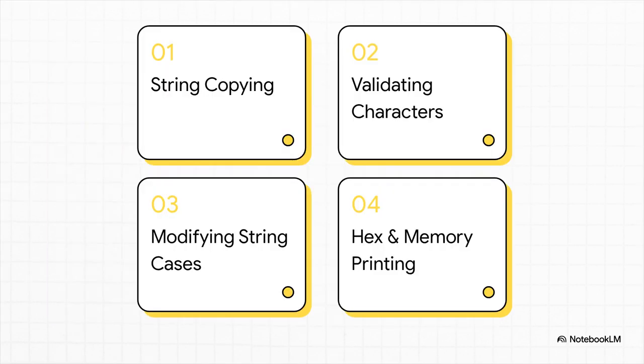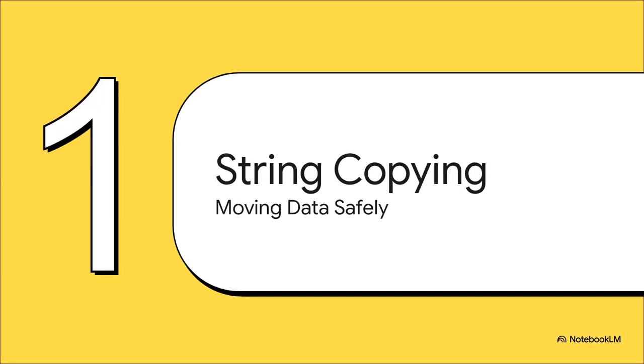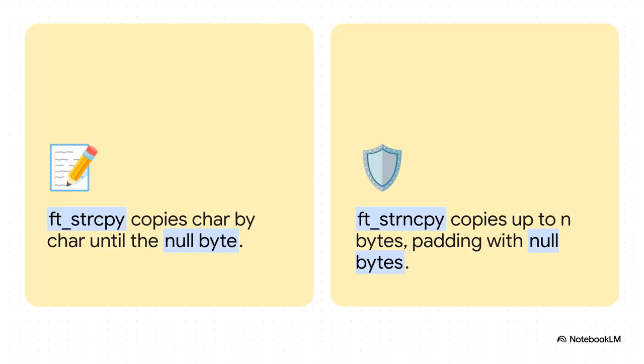So here is our syllabus for today's explainer. First, mastering string copying. Second, validating character types. Third, modifying string cases. And finally, hexadecimal and memory printing. Let's start with Section 1, Mastering String Copying, Moving Data Safely. Our first block of exercises deals with moving data from one place in memory to another. Let's see how this builds your understanding of memory safety.